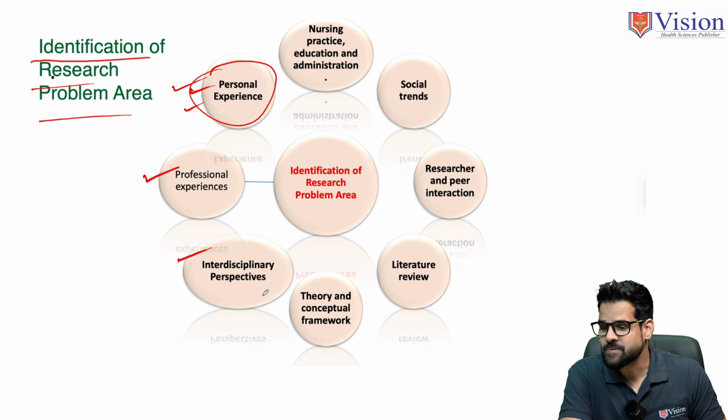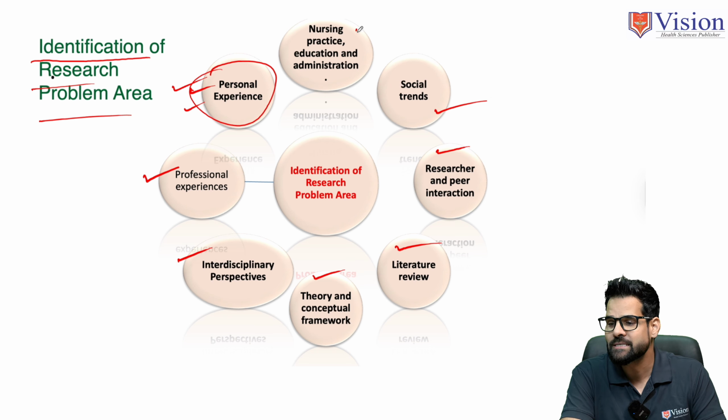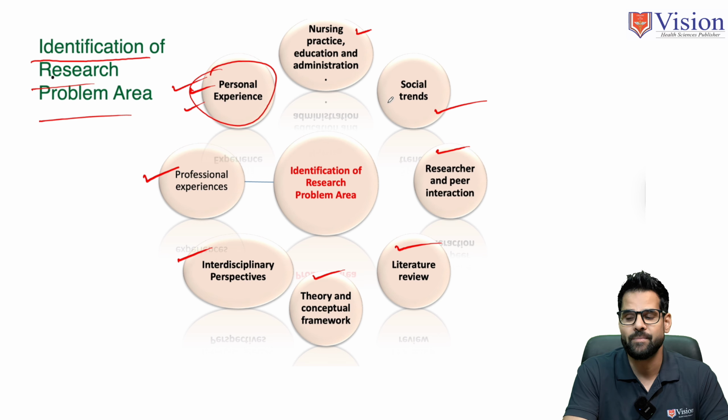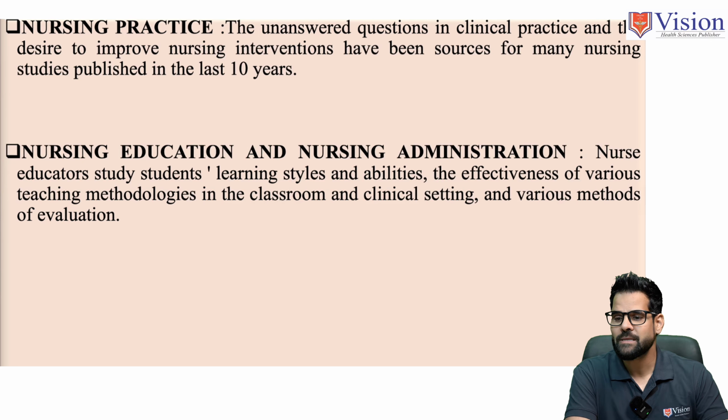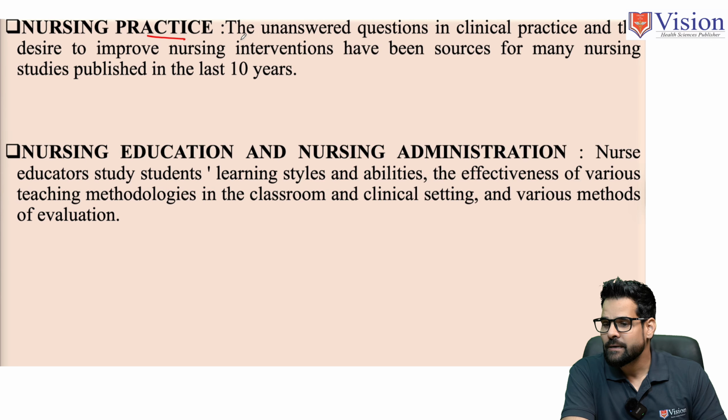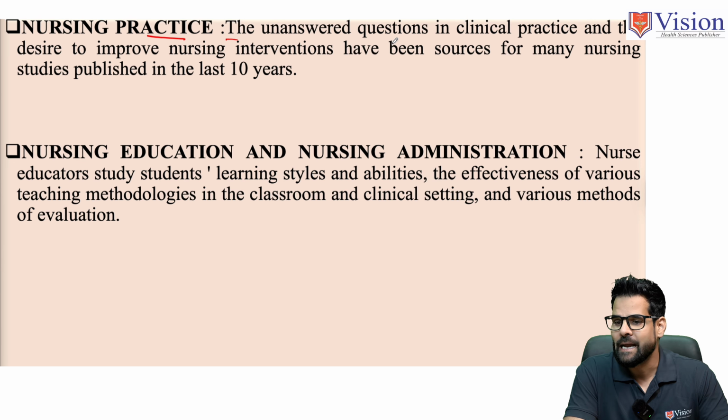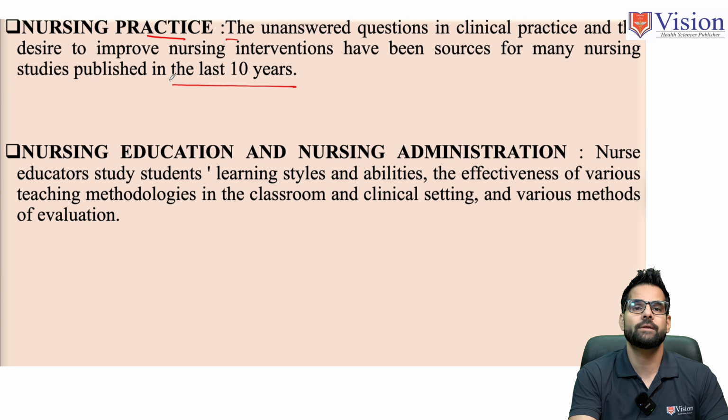Then interdisciplinary perspective, theory and conceptual framework, literature review, researcher and peer interactions, social trends, and of course the very important nursing practice, education and administration. So let's briefly discuss all these points. First one, nursing practice. In terms of research, the unanswered questions in clinical practice and the desire to improve nursing interventions have been a source of many researches. So it's really a big source for research problems.